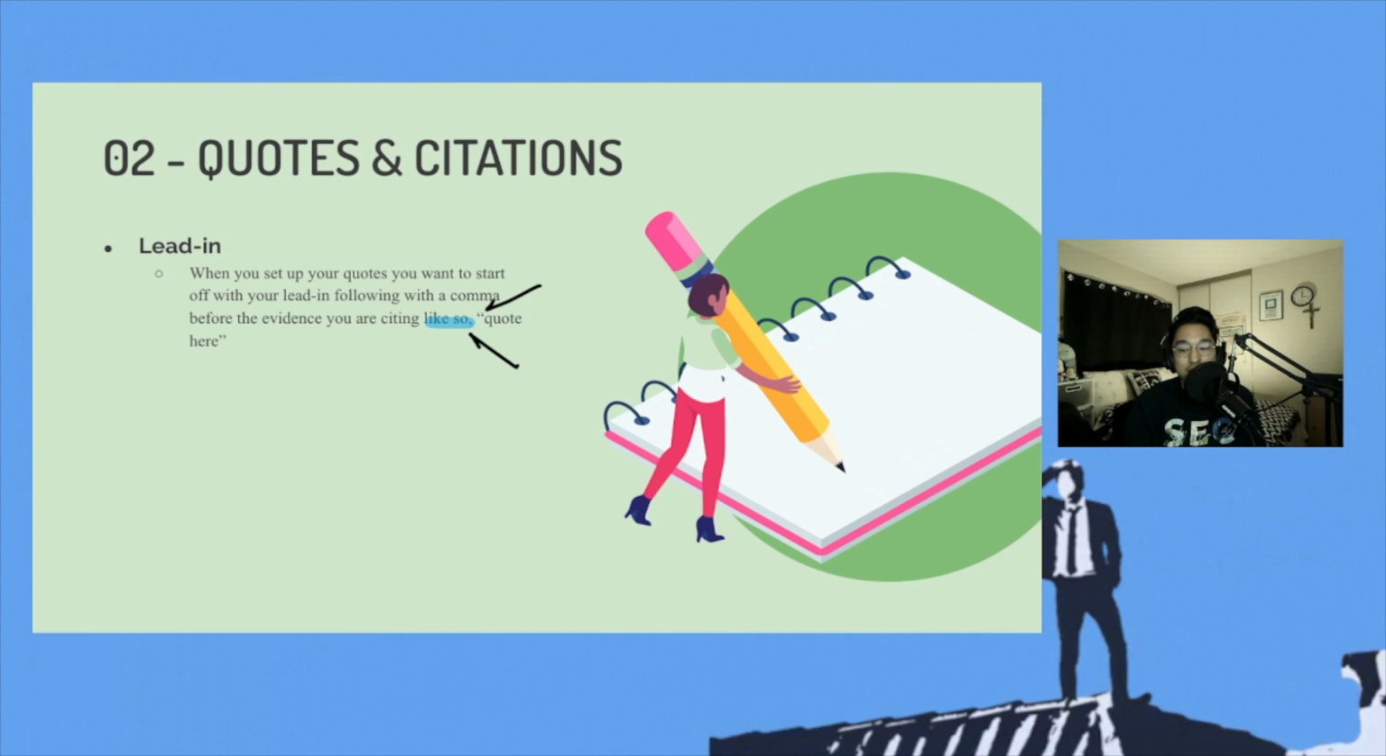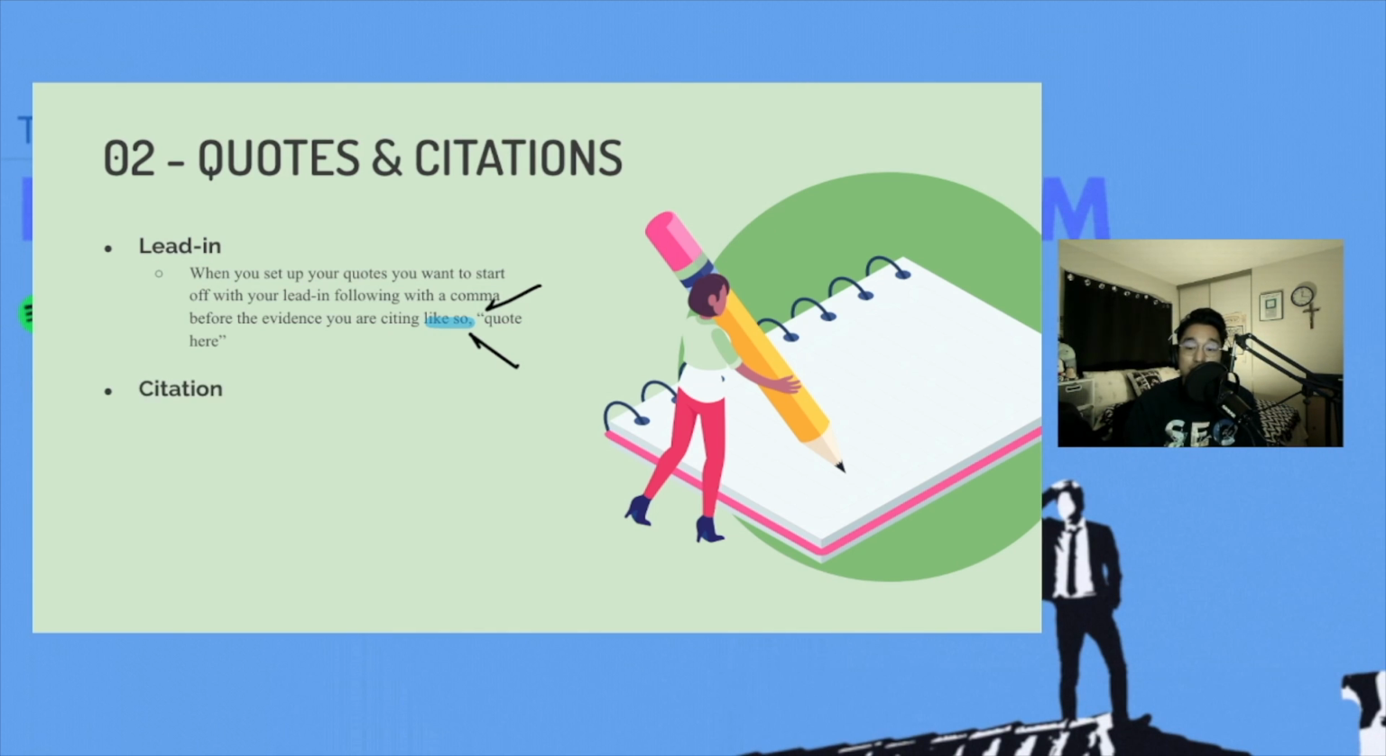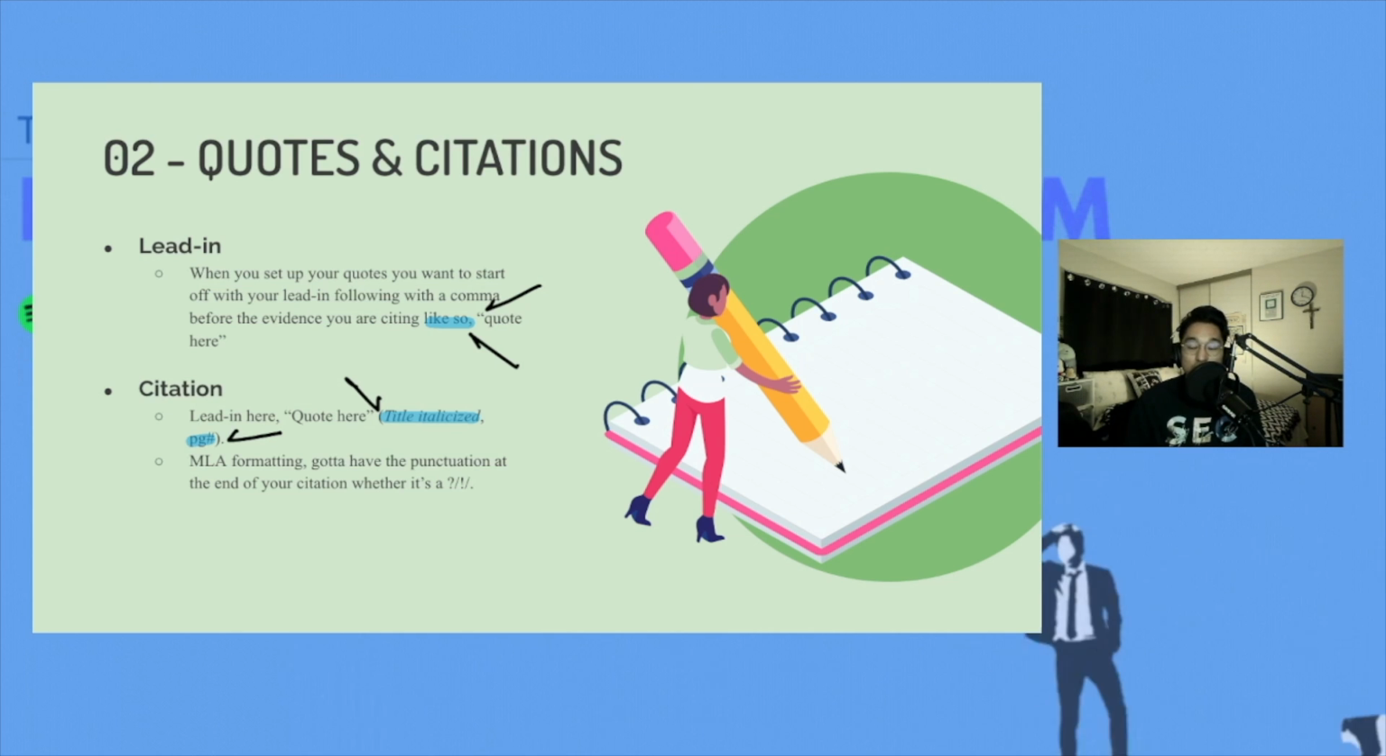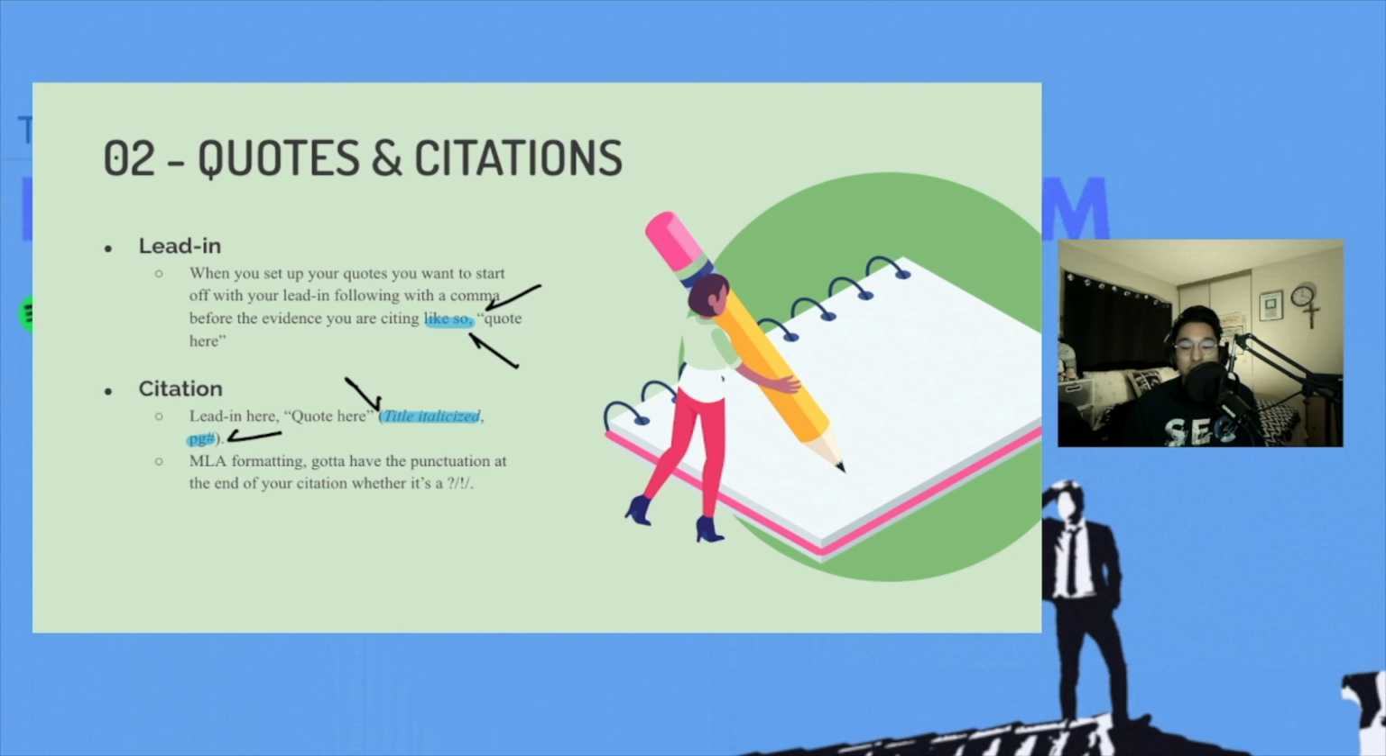As we've practiced with many writing assignments, you're going to follow your evidence with a citation. This goes immediately after the quotation marks in parentheses with the title italicized and then the page number following it. And most importantly, there is a punctuation mark at the end of the sentence. According to MLA formatting, you've got to have the punctuation at the end of your citation. Whether it's an exclamation point, a question mark, or a period, it has to go after the citation.